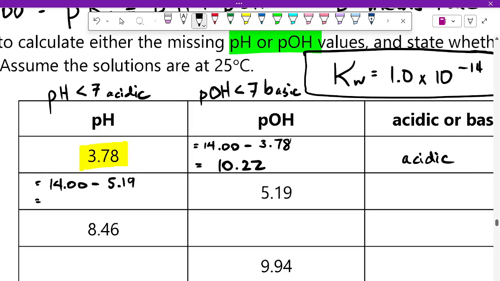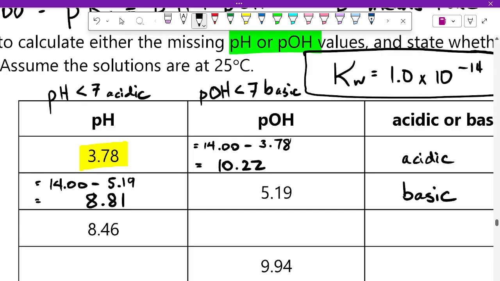So it almost goes backwards of what you would think. So over here we have 5.19. We get 8.81. So that's going to be basic. Do we need to do the last two, or are we good to go? We're good to go? Okay, excellent.